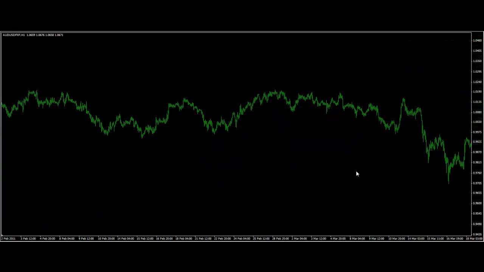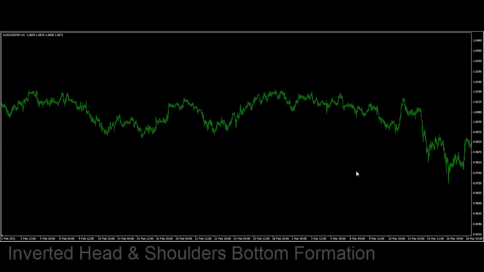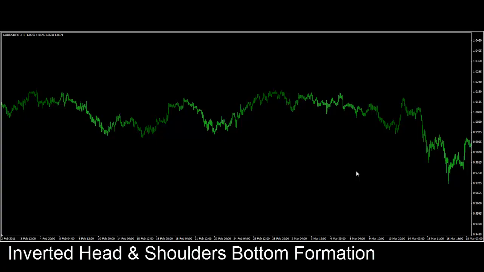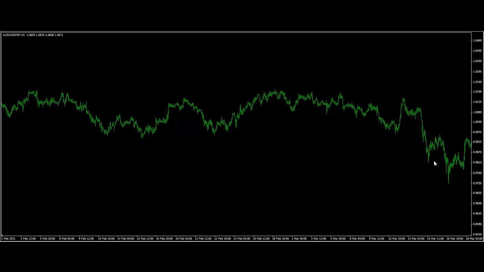Alright guys, we're looking at the Australian dollar. This is an hourly chart. This is going to be an example of an inverted head and shoulders bottom formation. These occur at intermediate term lows or long-term lows in the marketplace. We have a low in the price, then a lower low in price. We may be seeing the formation of an intermediate term or long-term low in the marketplace.